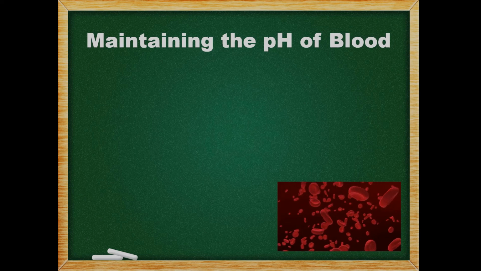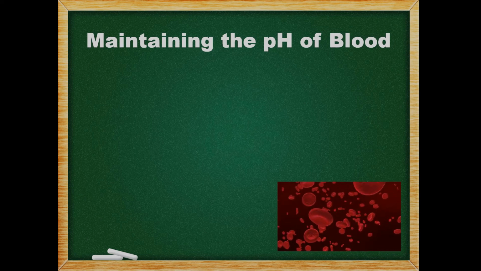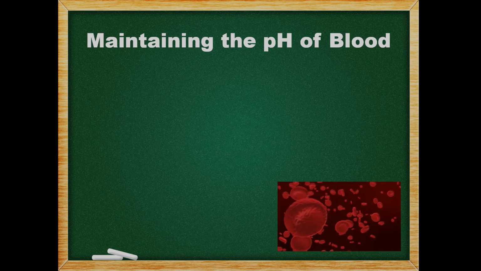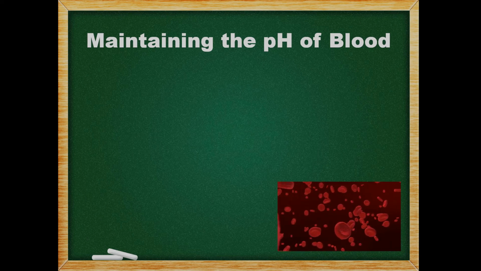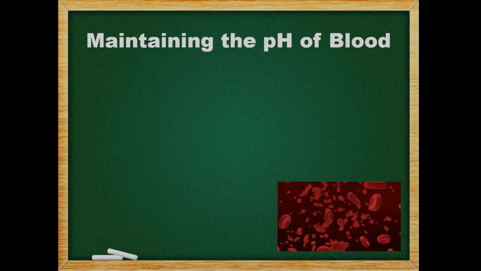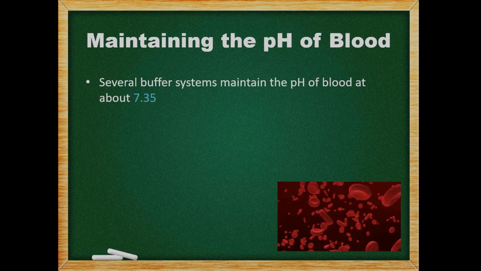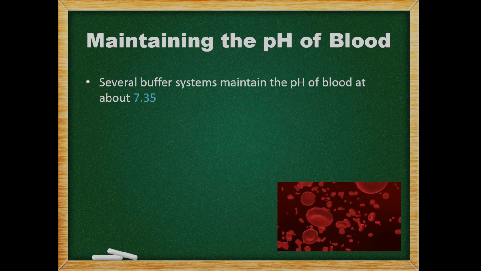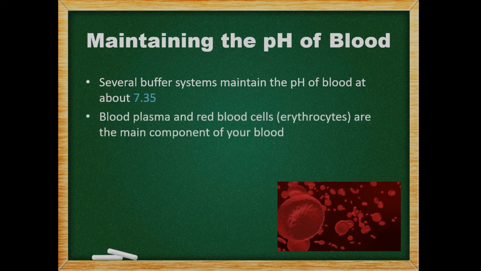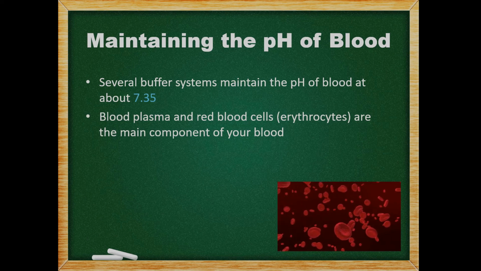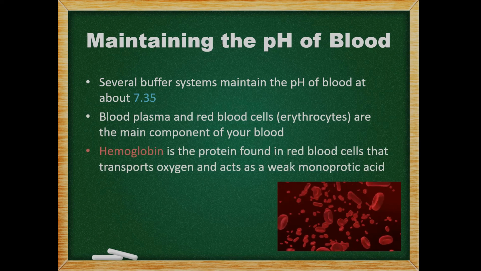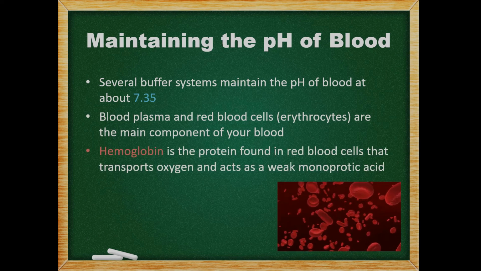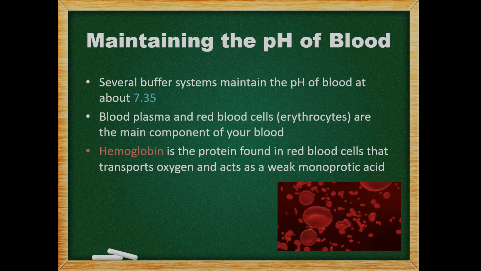It's very important that your blood is able to transport nutrients and oxygen to all the cells of your body, and also that it can remove carbon dioxide and other waste materials from them. Your blood must be at a pH of 7.35 for all these processes to occur correctly. Blood is made up of blood plasma and red blood cells. A protein found in red blood cells, hemoglobin, acts as a weak monoprotic acid and transports oxygen.